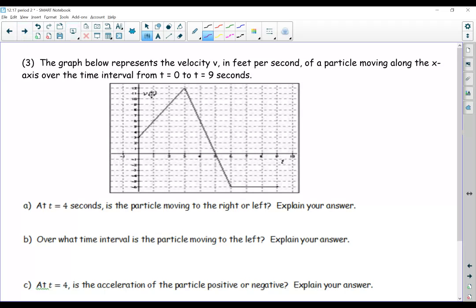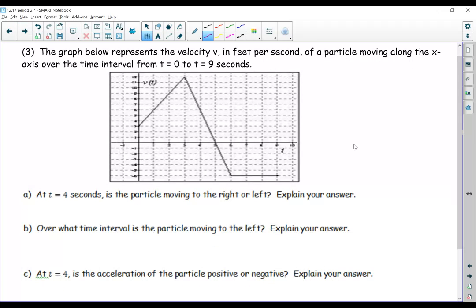Again, all the same stuff we're doing, we're just doing it in the context of these situations. So the graph below represents the velocity. I like to make it known that I'm looking at velocity in feet per second. At t equals 4, is the particle moving to the right or to the left? Go ahead and pause me and try this problem, and then unpause me and go through the solution with me.